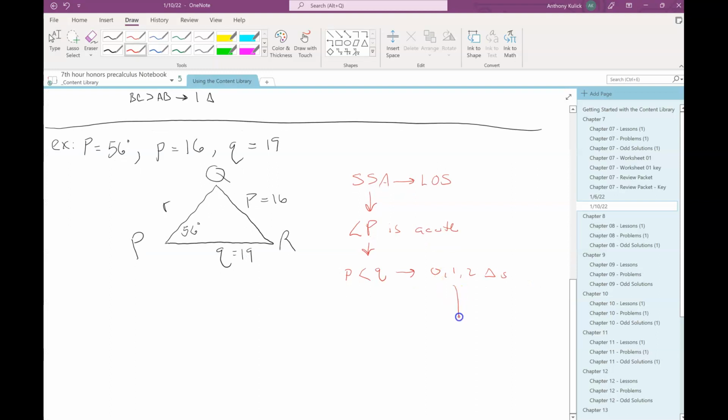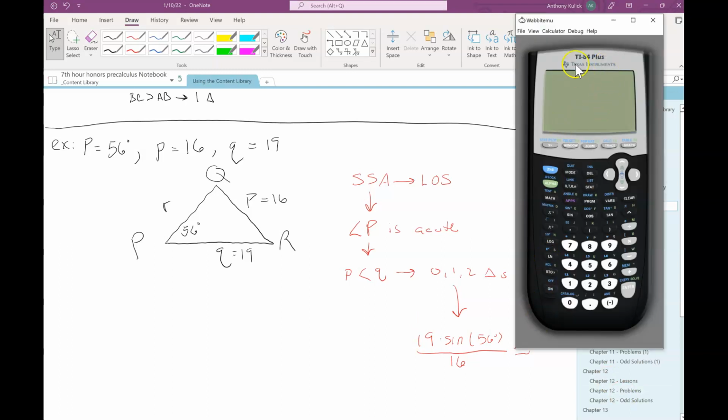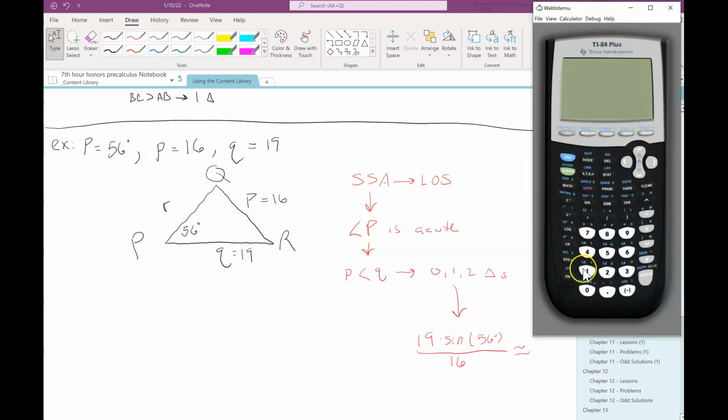Uh-oh. We saw to analyze this situation, we take the longer side, multiply it by sine of the given angle, and then divide it by the shorter side. So let's go ahead and type this into our calculator. What do I have to remember when I start typing stuff into my calculator? Got to check the mode. The mode in this case should be degrees.